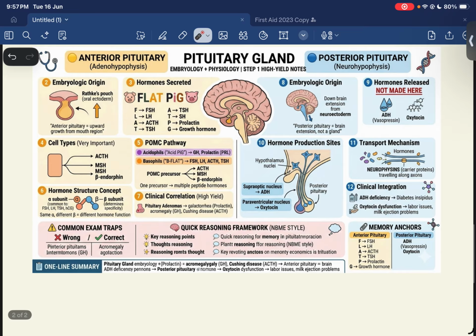Okay, so a very important thing is that you need to know that there are two types of cells: acidophils and basophils. Acidophil cells are seen as pink cells on the histology slides, and basophil cells seem as purplish-bluish cells on the histological slide. So B FLAT: FSH, LH, ACTH, and TSH. And then you have PIG, which represents prolactin and growth hormone, being the acidophil cells. Pro-opiomelanocortin derivatives are basically ACTH, MSH, and beta endorphins.